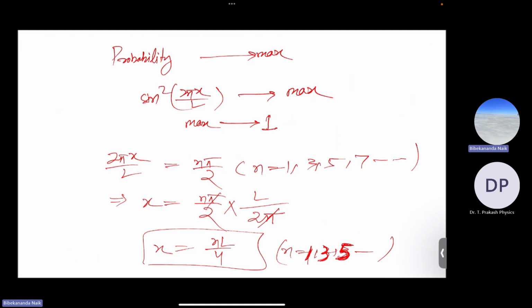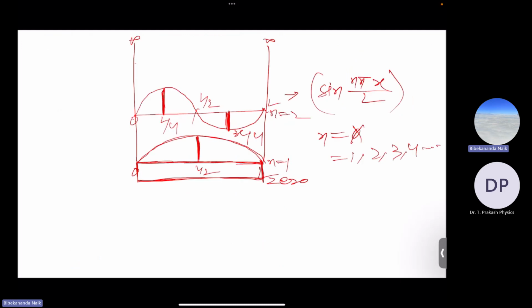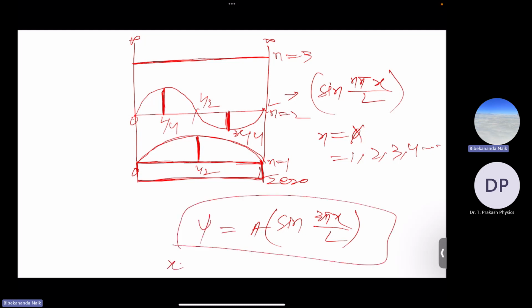Yes, sir. Then can you tell me what will be the value of x for which the probability is maximum for n equal to 3? Like if the wave function is sine 3 pi x by L, or a sine 3 pi x by L, then at what value of x the probability of finding the particle will be maximum?